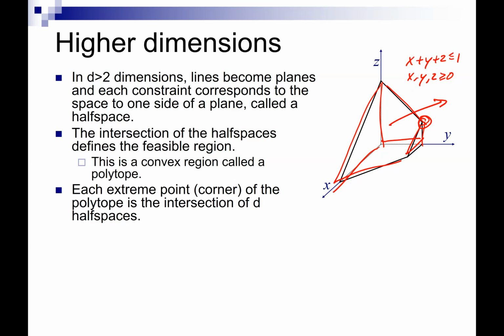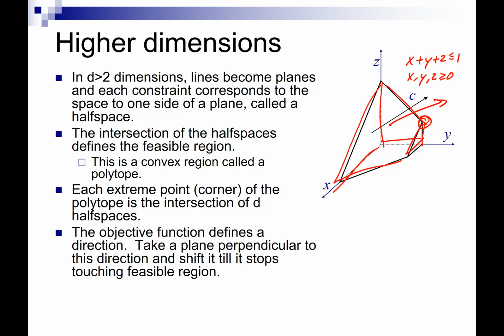And this corner point, since we're in d dimensions, is going to be the intersection of d of these half spaces, right? Because in order to form a point in d dimensions, you need to take d planes and intersect them, and that's going to give you a unique point. And then the objective function, I had a c over here. This objective function c is going to define a direction. Then we take a plane perpendicular to the c direction, and keep shifting it until it stops touching this feasible region, right? And that's the extreme point, which gives us the optimum.